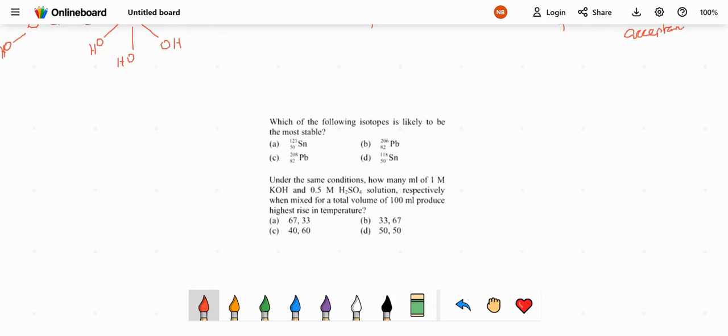This one will be somewhat tricky. The second question will be somewhat tricky, but the first question, no issues. Here they are asking which of the following isotopes is more likely to be stable. So I'm taking Sn. 50 is the atomic number, and 123 will be the mass number.